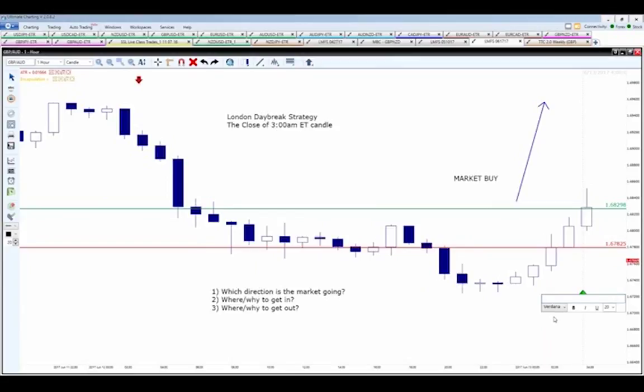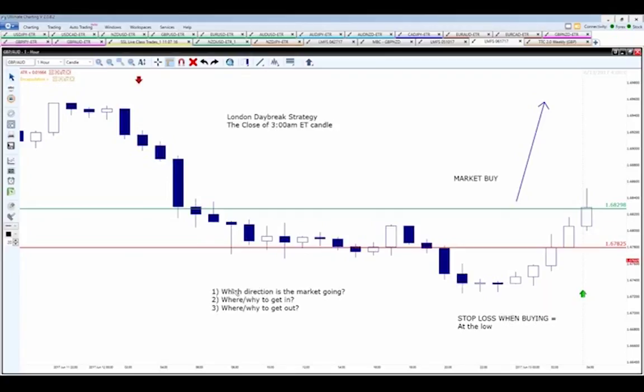So I'll type, let me move this over just a little bit here. Stop loss when buying the market is going to be a little bit different than when selling the market. It's going to go at the low of that 3 o'clock a.m. candle. So now we have our entry, we have a stop loss. For those who wonder what a stop loss is, this means that if the market were to go against us, we're going to be risking about 47 pips on this trade.